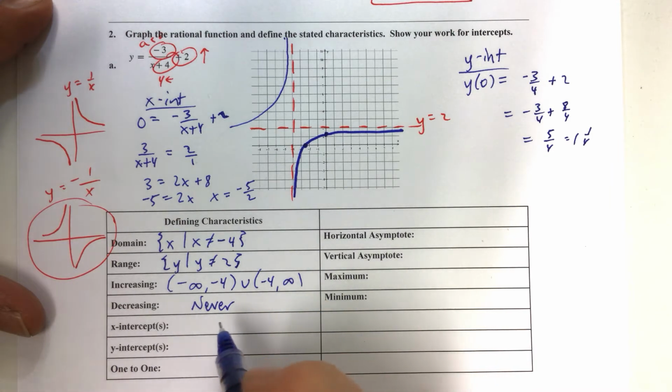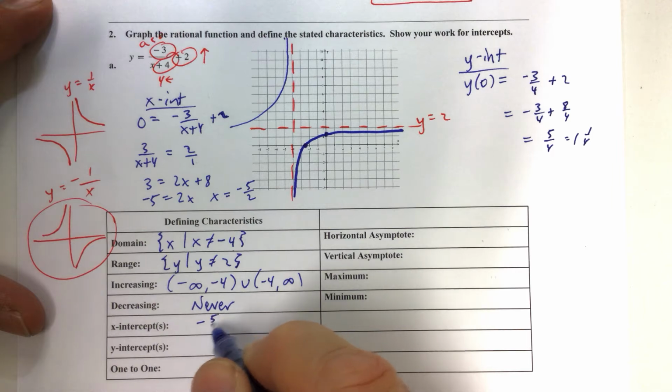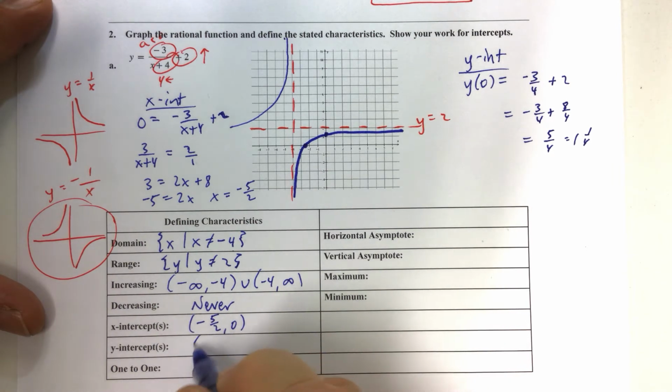The x-intercept, we already talked about that. That is negative 5 halves, 0. And the y-intercept, talked about that as well. 0 comma 5 over 4.